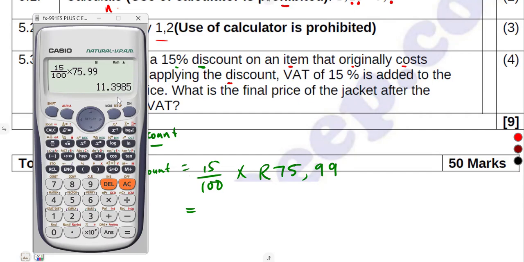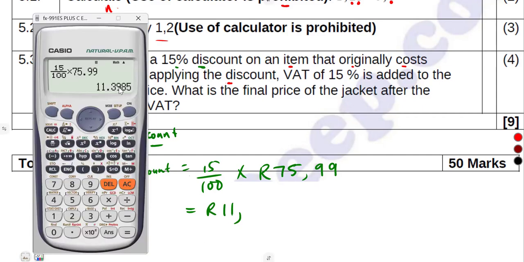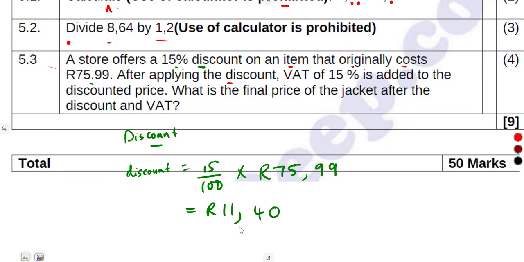And remember, you're dealing with money. So you round off your answers to 2 decimal places, all right? Or you can just use this value as it is, then round off your final answer. So it was up to you. Are you going to round off here, or are you going to round off your final answer? But that was 11 comma what? If I round off to 2 decimal places, let me just fix my calculator to 2 decimal places. That's 11.40. So that is our discount. This is the discount, guys.